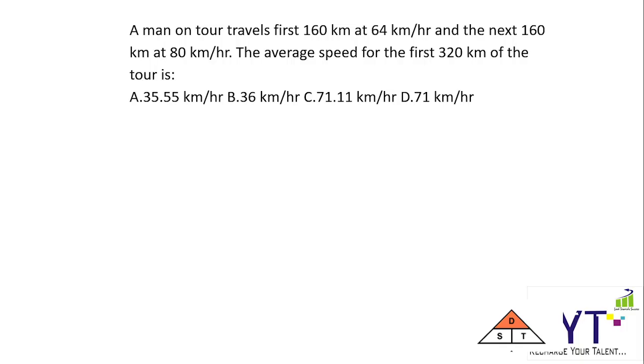A man on tour travels first 160 kilometer at 64 kilometer per hour and next 160 kilometer. So equal distance. So we have to use the average speed formula. That's it. Average speed for the first 320 kilometer of this.